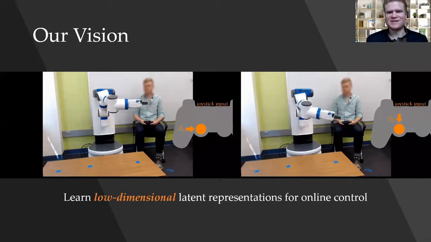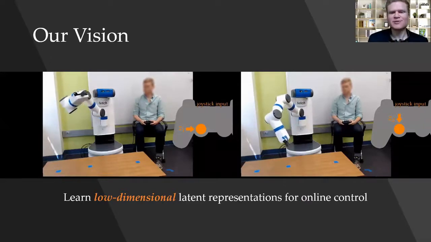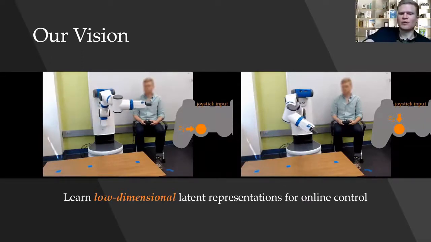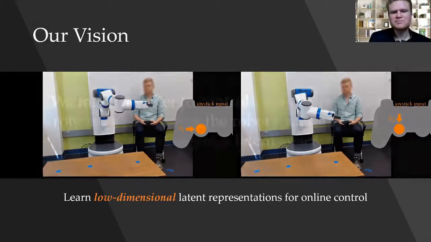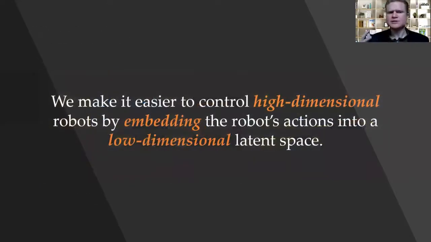Here, one dimension of that latent space causes the robot to move across the table, and the other dimension causes the robot to perform a pouring motion. So overall, the big picture idea is that we want to make it easier to control high-dimensional robots by embedding the robot's actions into a low-dimensional latent space.